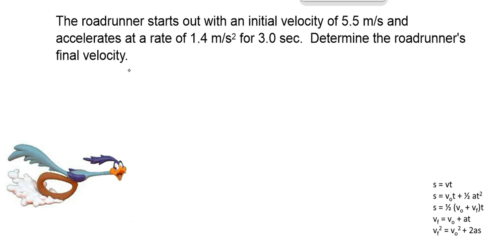So let's get started. The Roadrunner starts out with an initial velocity of 5.5 meters per second, accelerates at a rate of 1.4 meters per second squared for 3 seconds. Determine the Roadrunner's final velocity.